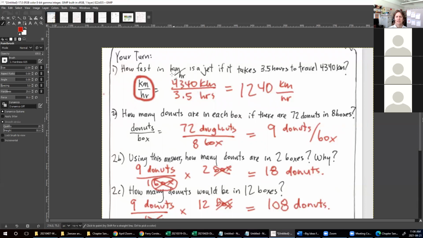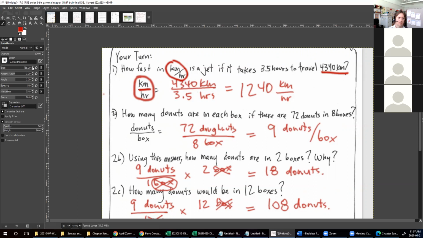How fast in kilometers per hour is a jet if it takes 3.5 hours to travel 4,300 kilometers? This is takeoff and in the air and all the rest. This is a fast jet, I think, actually. So I'm going to put what I want, my units of what I want, kilometers per hour. Now that I have that, I'm going to put on the top of the fraction, here's my fraction line, the kilometers. So I'm going to take that kilometers, I'm going to put it on top.